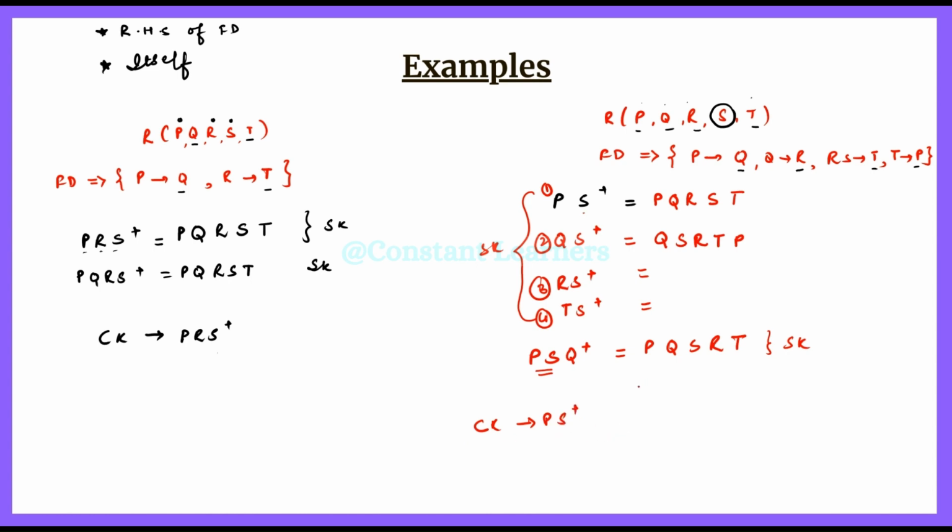Now in this case, we again get two other concepts, that is prime attributes and non-prime attributes, right? So prime attributes are the ones that are used to form the candidate key. So in this case, P and S are used to form the candidate key. So they are the prime attributes, and non-prime attributes will be the ones that are not being used to form the candidate keys. That is Q, R, and T are the non-prime attributes, right? So this is how we can find the super keys and candidate keys using attribute closure.